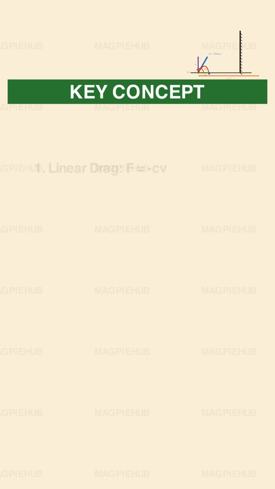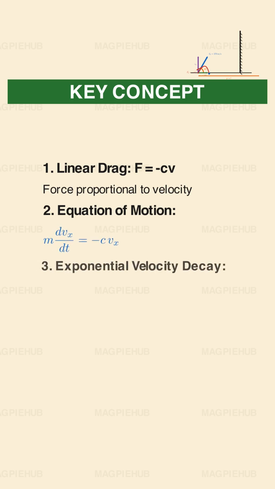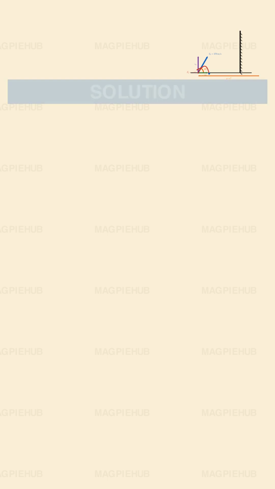The key concept here is motion with linear drag. When a drag force is proportional to velocity, the equation of motion becomes a first-order linear ODE. The velocity decays exponentially with time. To find displacement, we integrate this exponentially decaying velocity over time. Crucially, in the horizontal direction, there is no gravity, so only drag acts. This makes the horizontal component fully solvable independently. Let us solve this step by step.